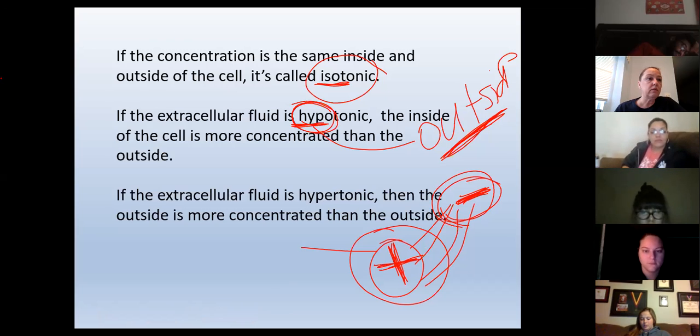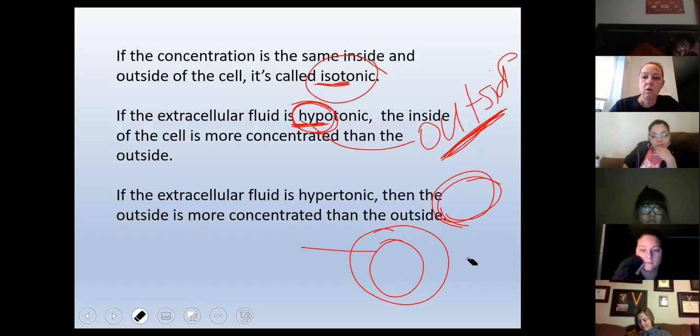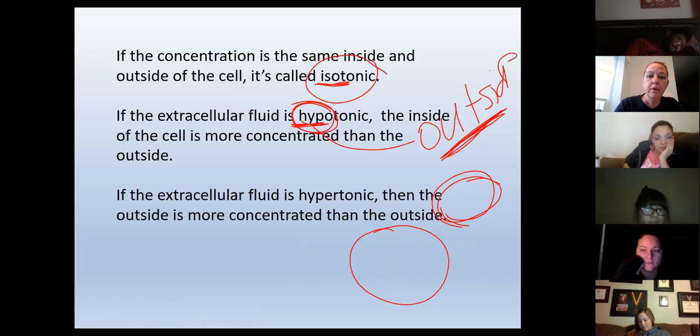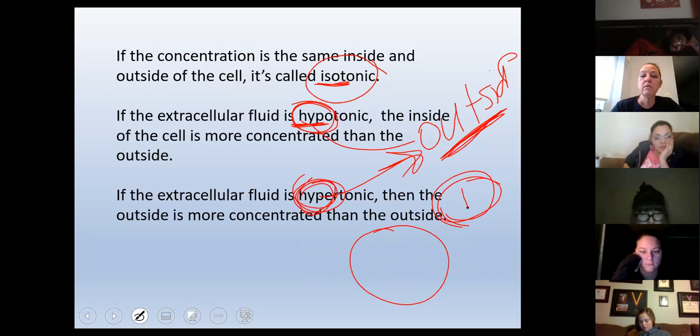Now I have hypertonic. And remember, these are always referring to the outside of the cell. Hyper means now the outside of the cell is more concentrated than the inside. Now how am I moving fluid? You're pushing it out.